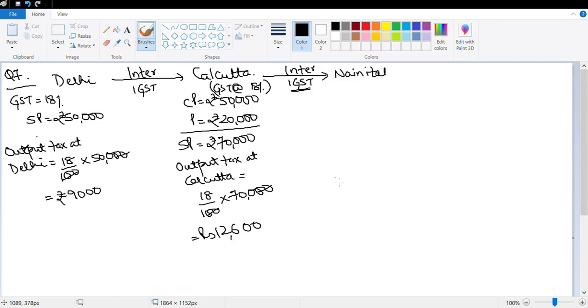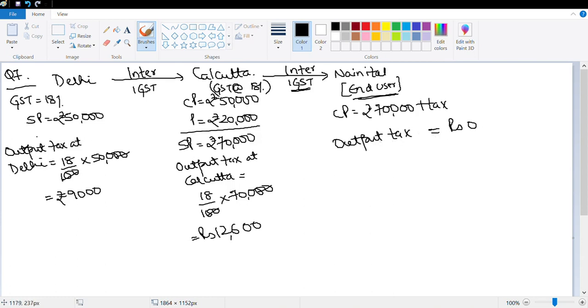And Nainital, consider the dealer at Nainital is the end user. For him, CP is equal to rupees 70,000 plus the tax that he pays. Is he selling this product? No, he's the end user, which means if I have to calculate output tax, is there a SP? No, so the output tax is 0.